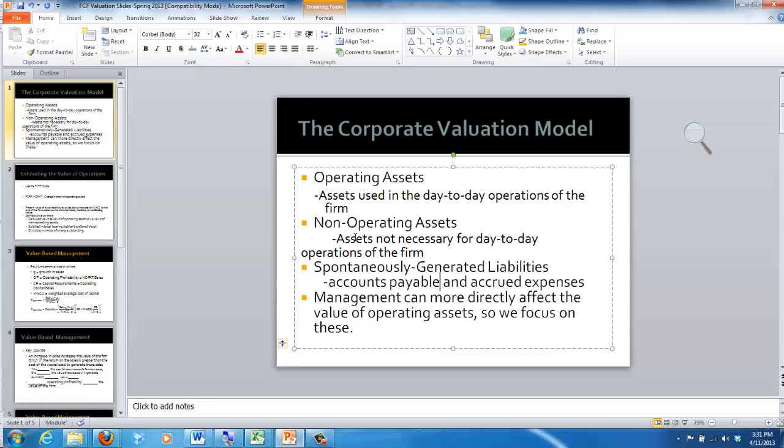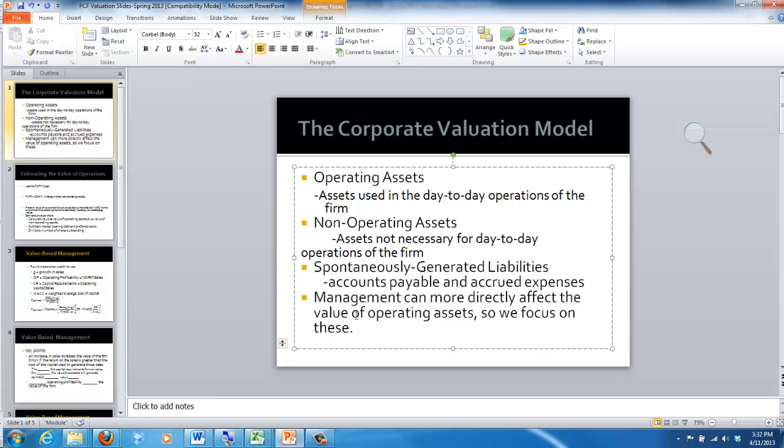So we're going to identify these. Outside of spontaneously generated liabilities, all other liabilities I refer to as non-operating liabilities. They're not necessary for the day-to-day operations. These are going to be things like notes payable and long-term debt. Those are the result of a financing decision, so we're not going to include changes of those when we calculate the value of the firm's operations.